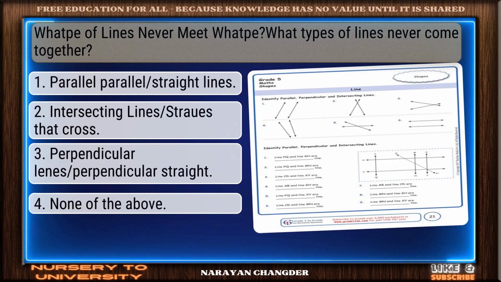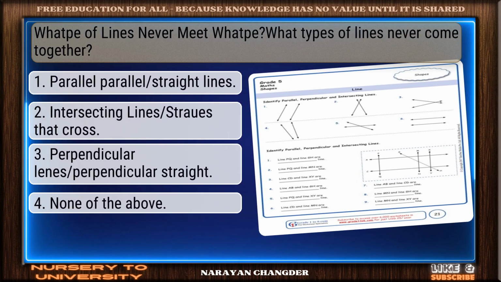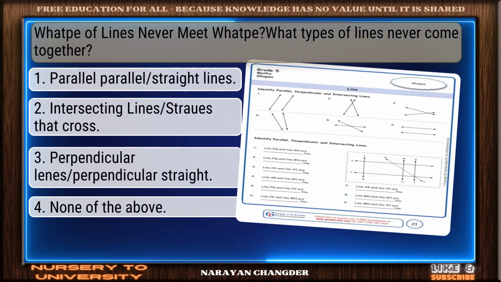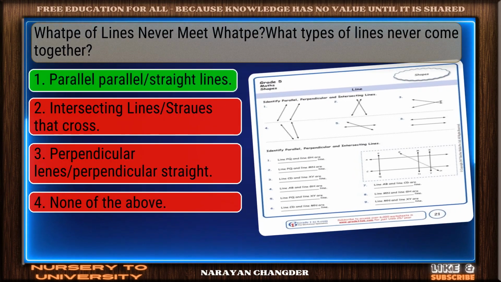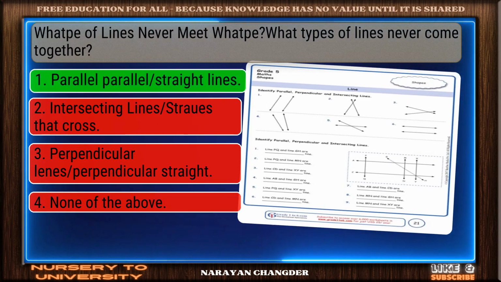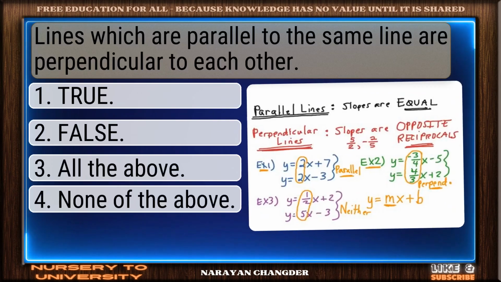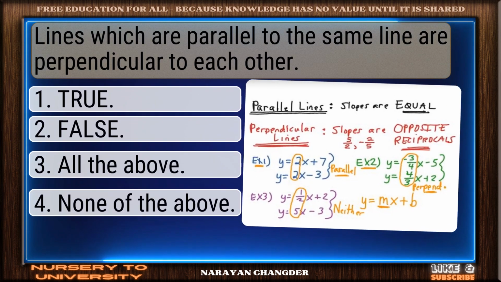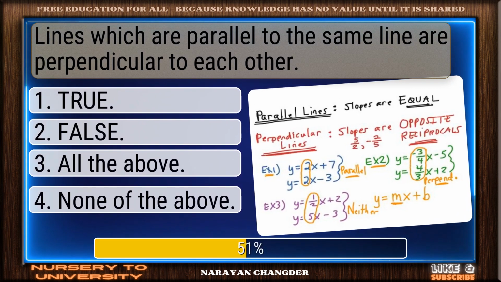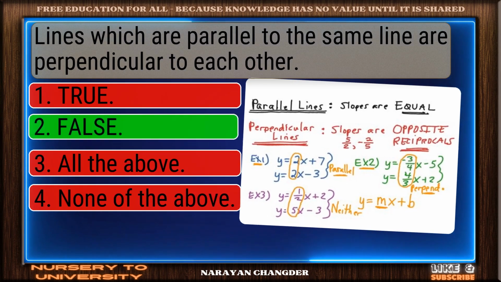Question number 82. What types of lines never meet? What types of lines never come together? Correct response. Parallel, straight lines is the most accurate answer. Question number 83. Lines which are parallel to the same line are perpendicular to each other. Right choice. False is the best answer.